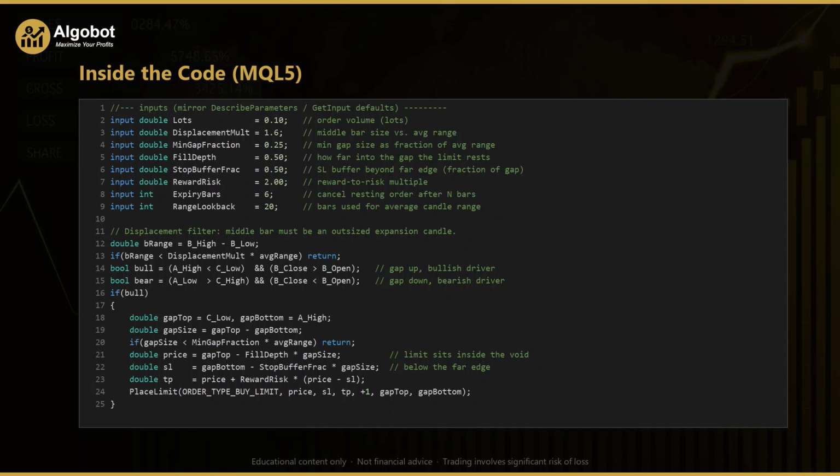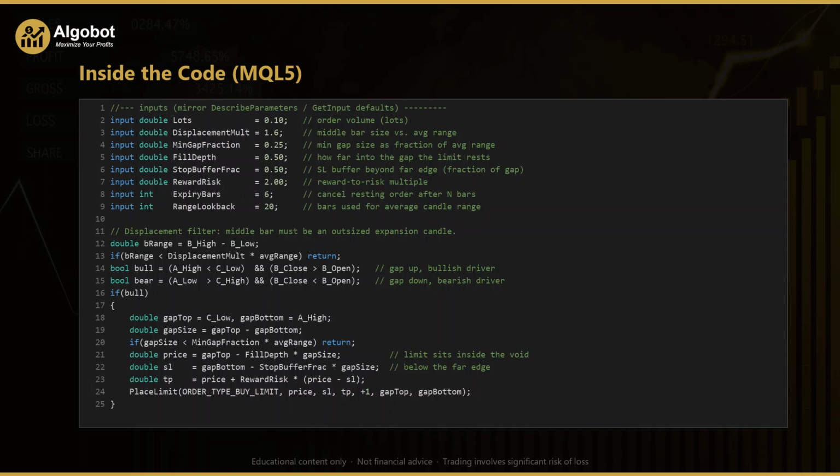At the top, we have the input parameters. Lots simply sets the order volume. Displacement multiple is the heart of the filter. Raise it and you demand an even bigger middle candle, taking fewer but stronger setups, while lowering it loosens the requirement. Min gap fraction sets how wide the gap must be relative to the average range, filtering out tiny imbalances.